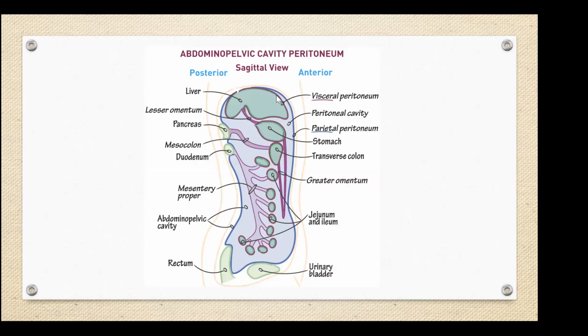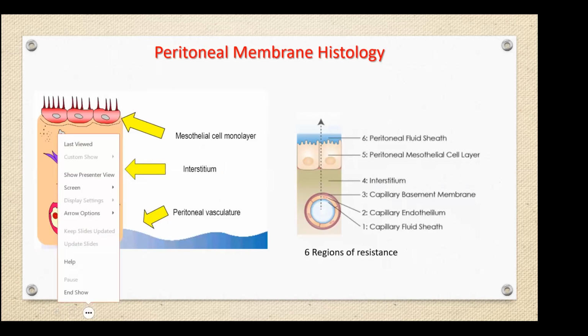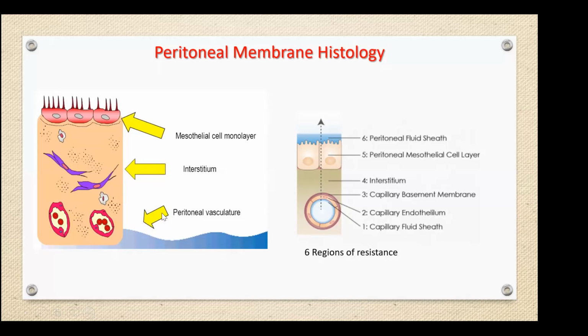Here I have shown the visceral peritoneum, which we already know, and the parietal peritoneum that covers the abdominal wall. The parietal membrane has a histology of six layers, which we call the six layers of resistance, because a molecule has to pass from the peritoneal cavity to the capillary fluid. Basically, here we have the mesothelial cell monolayer, then the interstitium, and then the peritoneal vasculature. There are six layers.